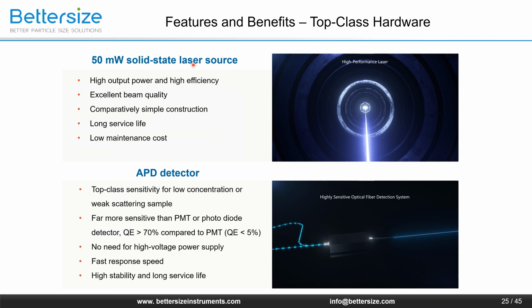The BeNano uses a solid-state laser source with the power of 50 mW, which can generate coherent laser beam with high power, excellent beam stability, long service life, and low maintenance cost.